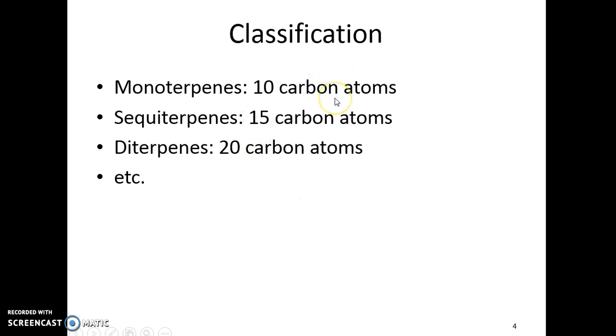So we classify terpenes based on how many units of isoprene they have in there. A monoterpene has 2 isoprene units. A sesquiterpene actually has 3 isoprene units, and then a diterpene has 4 isoprene units. It's kind of confusing because you think of monoterpene, it would have 1, but it actually has 2. Everything's doubled. Di has 4.